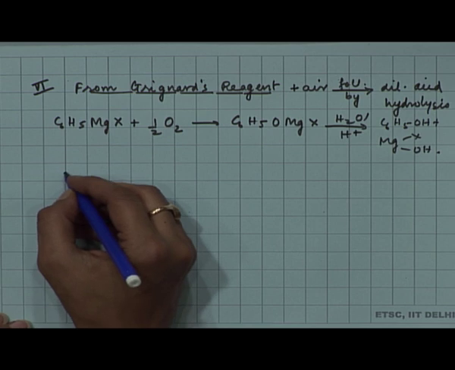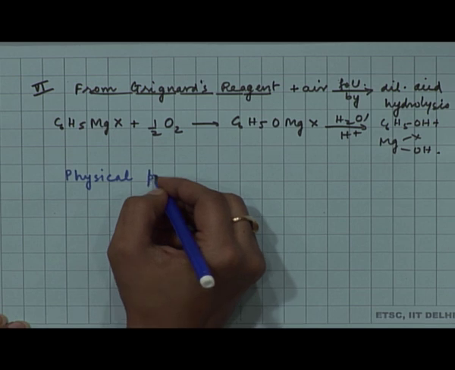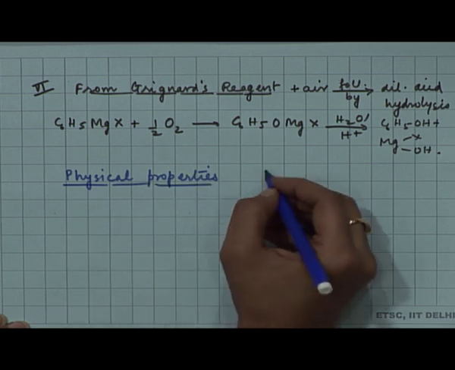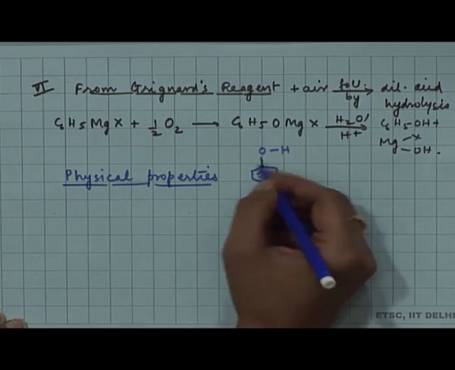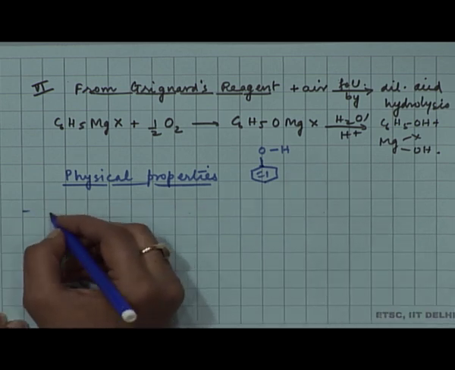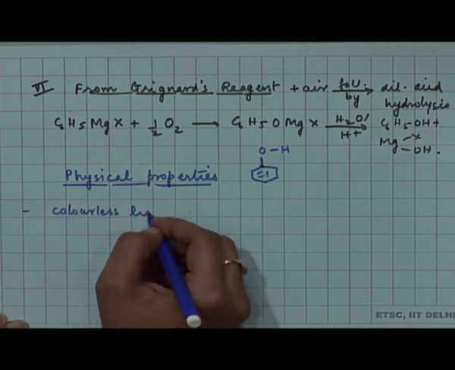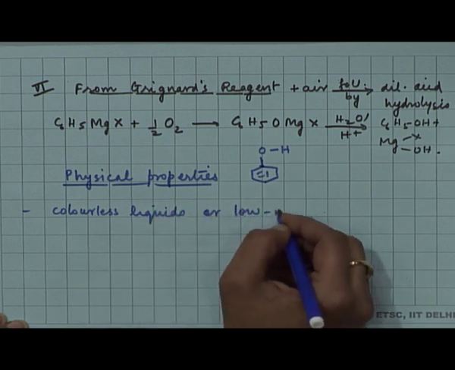Let us now look at some of the physical properties of phenols. So, when you see a phenol, there is a hydroxyl which is attached to this carbon, which is sp2 hybridized and part of the aromatic ring. If you look at the physical state, these are usually colorless liquids or they are low melting solids.